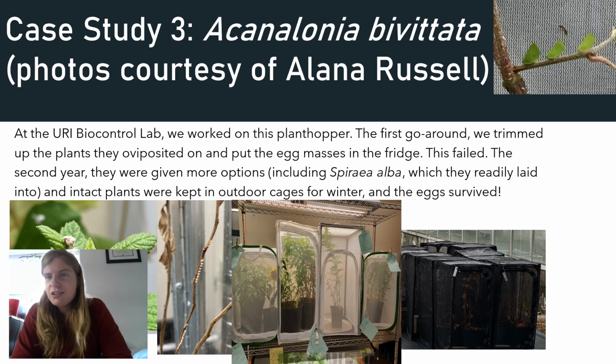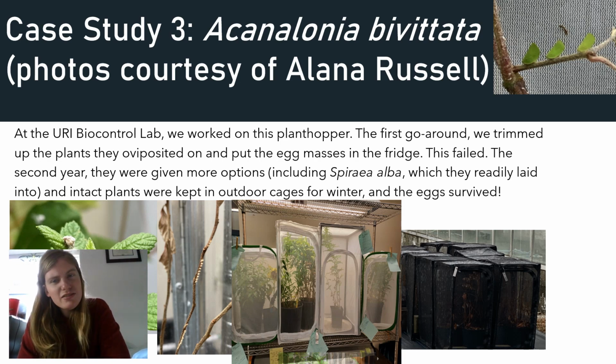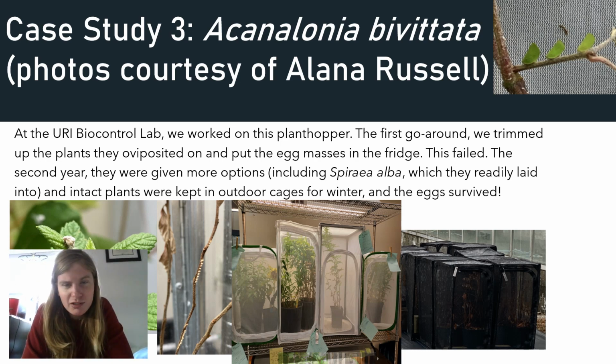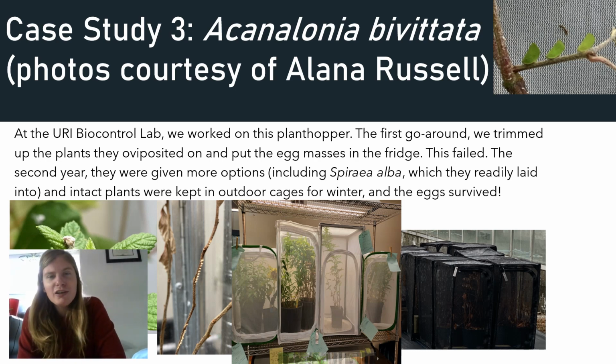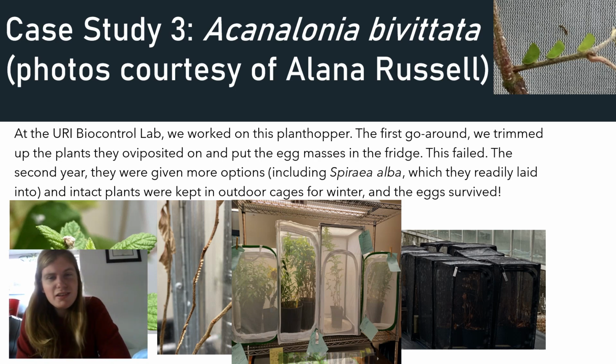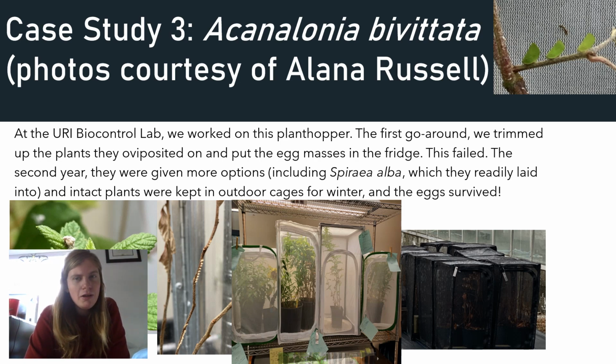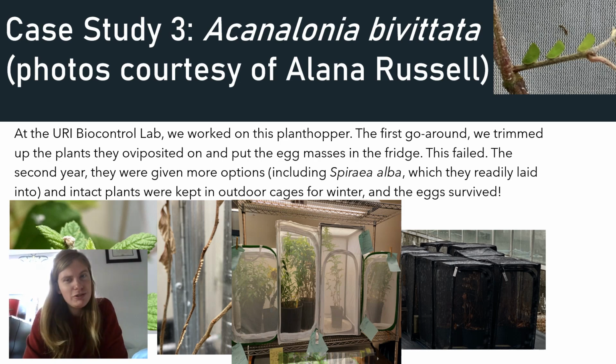You can see the cute little leaf-looking guys on that branch. I think that's a grapevine. So Alana and I were working on rearing a Cannellonia because it's one of the closest relatives to the spotted lanternfly, which was the invasive species we were testing different parasitoids for. And so we worked with this guy, and when we had them the first time, we got them to oviposit in various things, and we clipped apart these stems, put them in little chambers in the fridge, but they didn't hatch the following year. My concerns were twofold.